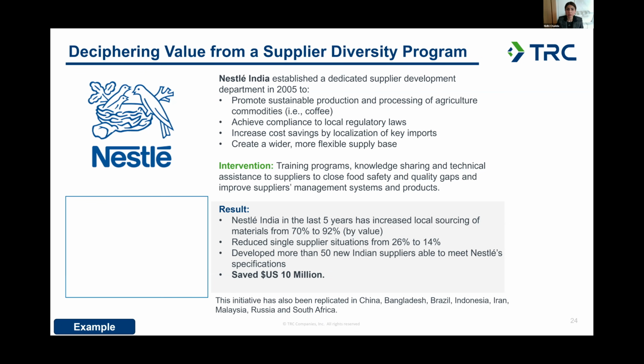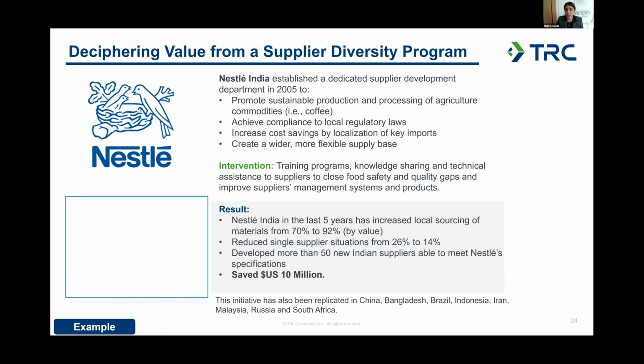Just to put this in perspective, one example that I wanted to call out was with respect to supplier diversity. Now, this is one that may not be thought about as having an impact across the levers. But there was a situation with Nestle India when they established a supplier development department. And this is a topic that's coming up more and more with companies. So it's important to assess exactly what this could mean from a social factor standpoint and how to quantify it. So in this particular case, the company had wanted to promote more sustainable production and processing.